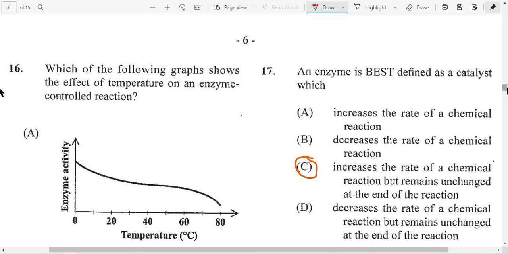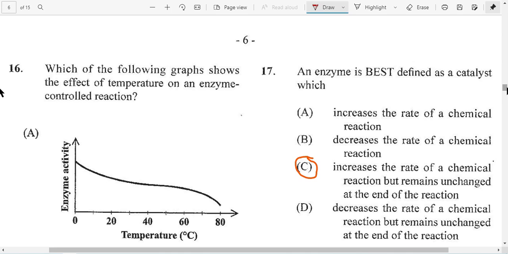An enzyme is defined as a catalyst. This is a very good question that points out the fact that you need to read all the options for your answer. A is saying increase the rate of chemical reaction. That is true, really plausible. B, decrease the rate, that is out. C, increase the rate of chemical reaction, pretty much as above, but however, continue to read: but remain unchanged at the end of the reaction. This is definitely the most suitable answer here, the best answer for 17.